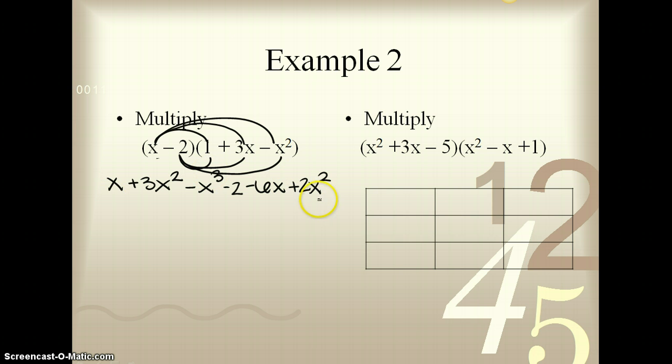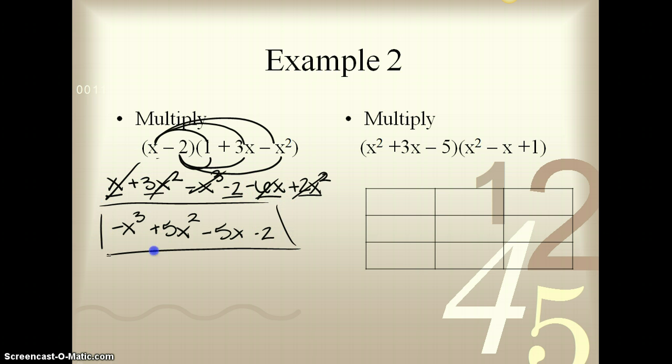From here, the next phase is to put it into standard form and to simplify. So you have negative x cubed first because there is no other x cubed. Then we have a 3x squared plus 2x squared, so that's plus 5x squared. Then we have an x minus 6x, that's negative 5x. And then last but not least, a minus 2. And that would be the end of that question.